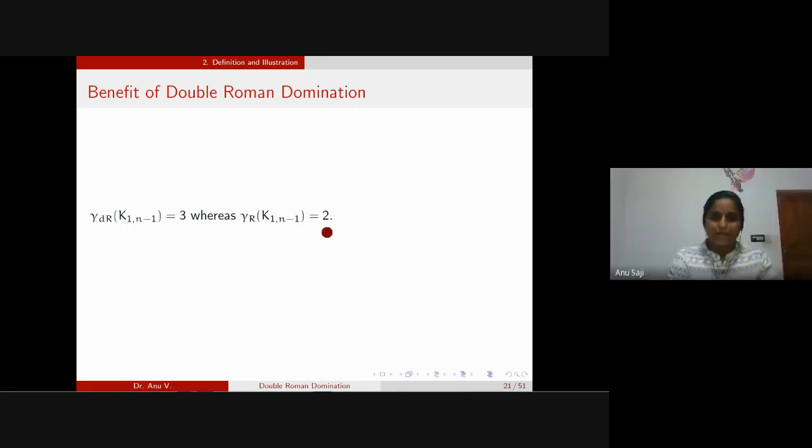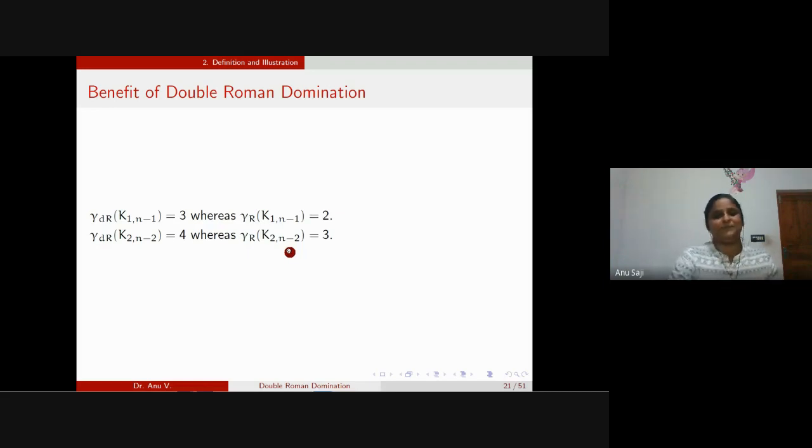That is, in a practical situation, we are doubling the difference, but the cost is not increased more than 50% of the original cost. Another example is K2 n minus 2. We have seen that gamma dr is equal to 4 and gamma r is equal to 3. That is, we can double our difference with an increase in expenditure of only 33%. Then it will be more beneficial.